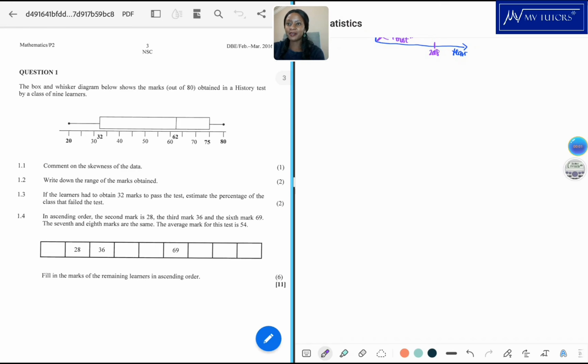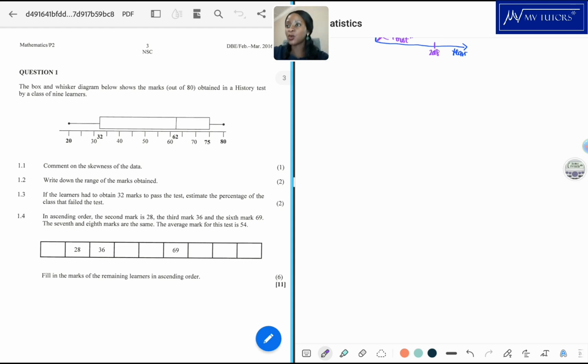All right, so I found a past paper. We're looking at the February-March supplementary exam from 2016. Ooh, it's getting so early. So yeah, we're going to look at question 1 and question 2 of paper 2. Okay, that's where statistics is normally tested.